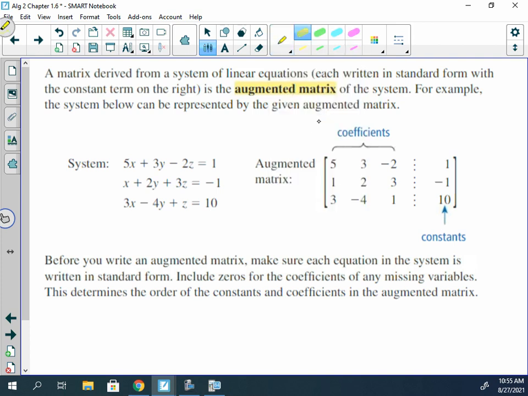Also grab a highlighter. And if we notice X, X's numbers. Y, Y's numbers. Z, Z's numbers. And then our constant terms all line up like that there. And they do that on purpose. We want to line them up.